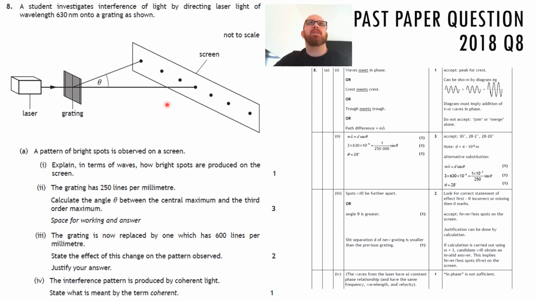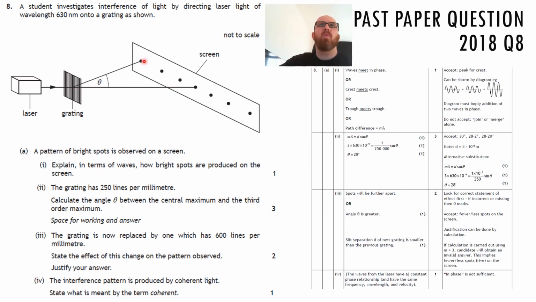A student investigates interference of light by directing laser light of wavelength 630 nanometers onto a grating as shown. So you've got the laser, monochromatic, 630 nanometers, you've got a grating, you've got the zero order maximum here, and then you've got what would be the first, second, third order maximum here, and you're given the angle between them. It says a pattern of bright spots is observed on the screen. Explain in terms of waves how bright spots are produced on the screen.